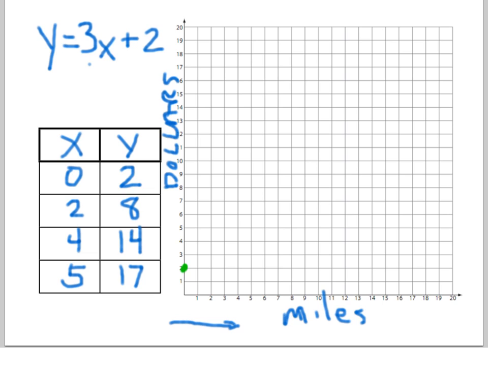So watch me make sure I get these in the right place. 4 miles would be 14. And then 5 miles, he would earn $17. Okay? Do you notice something about these points? That's right. They form a line.